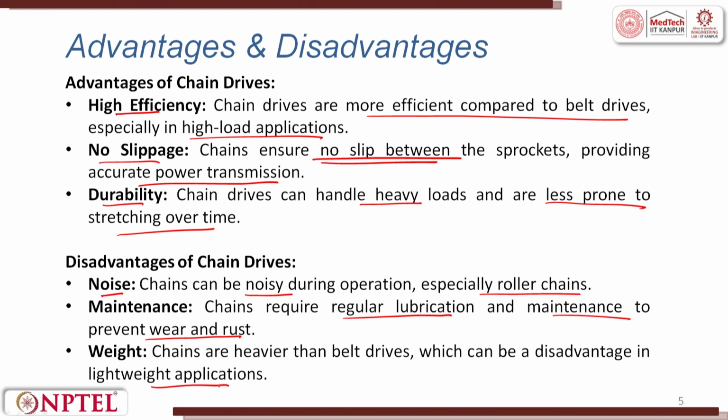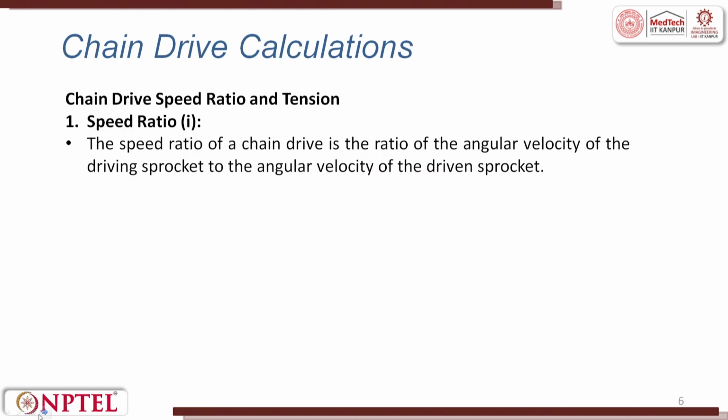To calculate or to design a chain drive, we need to find its speed ratio. Speed ratio of a chain drive is the ratio of the angular velocity of the driving sprocket to the angular velocity of the driven sprocket. So, driving sprocket and driven sprocket is there. So, let us say T1 is the number of teeth on the driving sprocket.